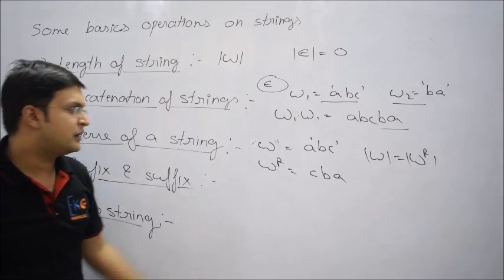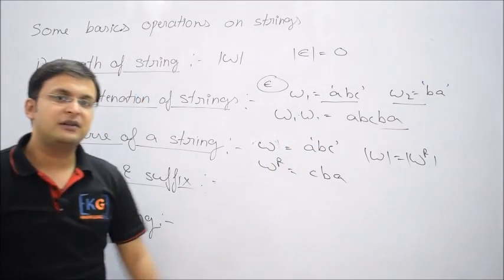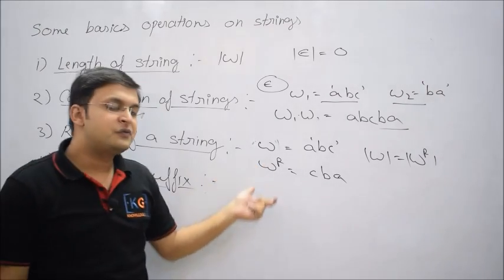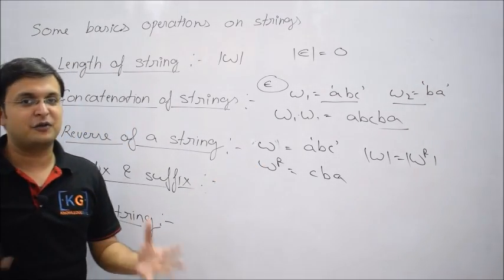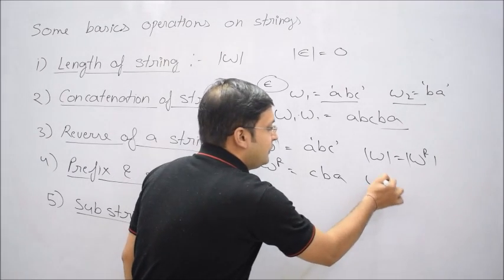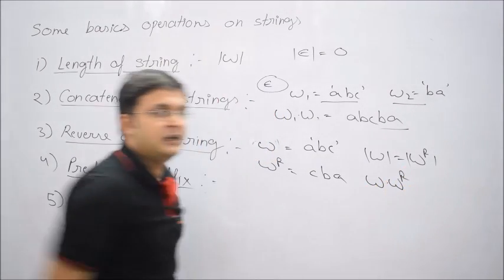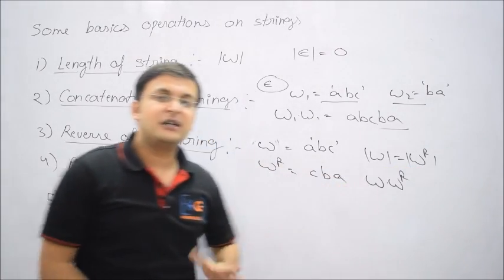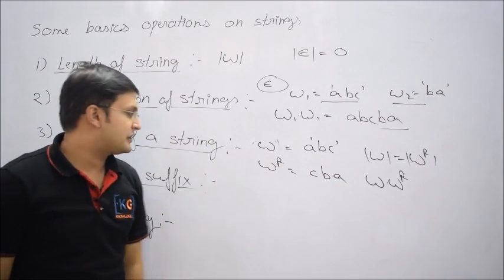Just what is the logic? You write the same string in just reverse order. So that is how you represent WR. It is useful in most of the cases, like in palindromes, where we say if there is a string W followed by WR, that will create a palindrome. Whether you read it from both sides, the result will be the same. So it is a very useful notation.